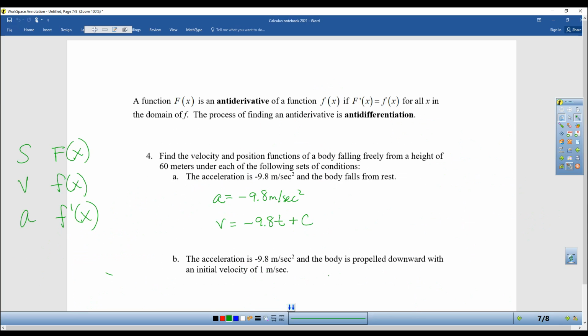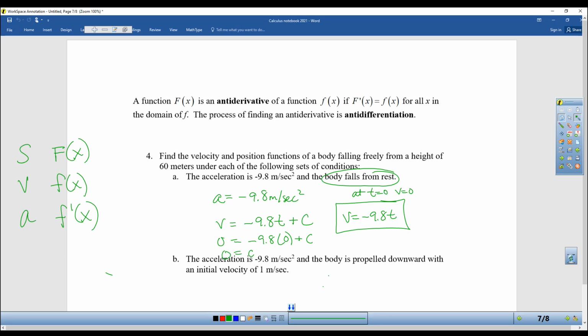So do we have anything that tells us what that number is? Yes. The body falls from rest. That means at time equal to 0, the velocity was equal to 0. So 0 is equal to negative 9.8 at time 0 plus c. So c is equal to 0. So c was actually equal to 0, so my velocity is just negative 9.8 t. That's the velocity.